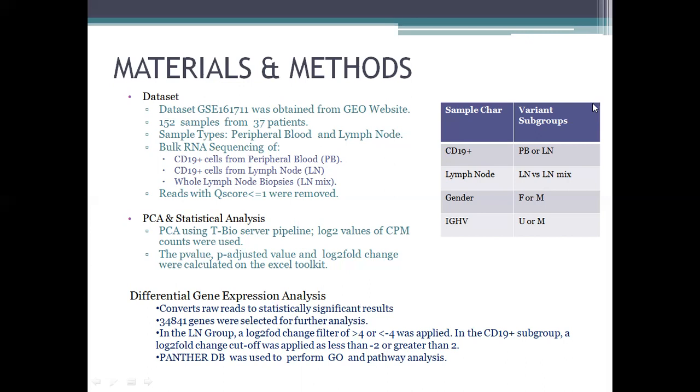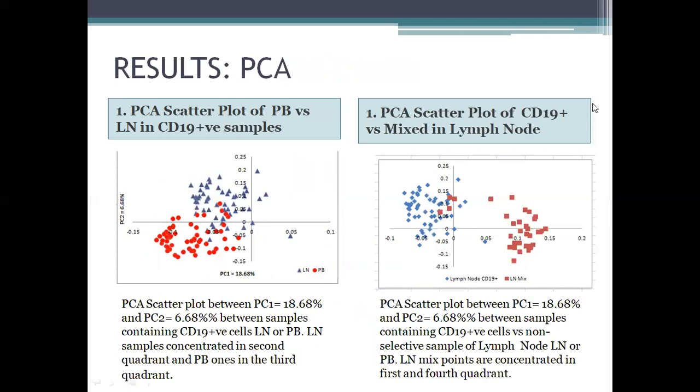So the results were as such. Firstly, we got a PCA plot for both the subgroups. That was the CD19 positive subgroup, where we looked at peripheral blood versus lymph node samples. As you can see, the PC1 component was 18.68% and the PC2 component was 6.68%.